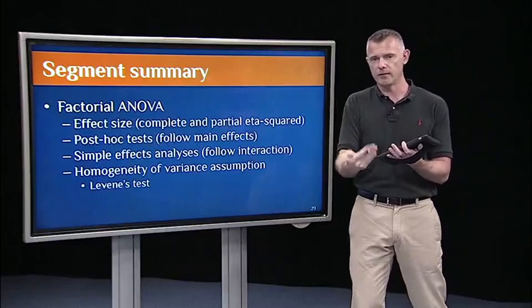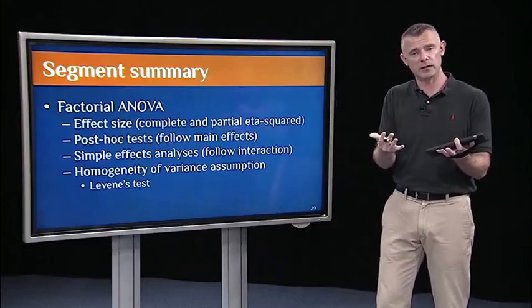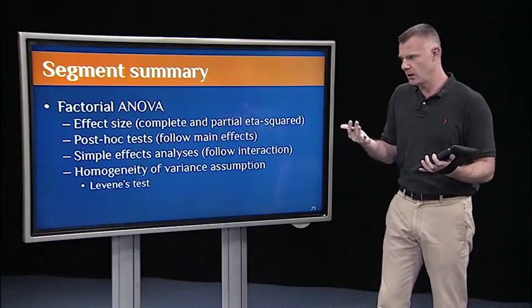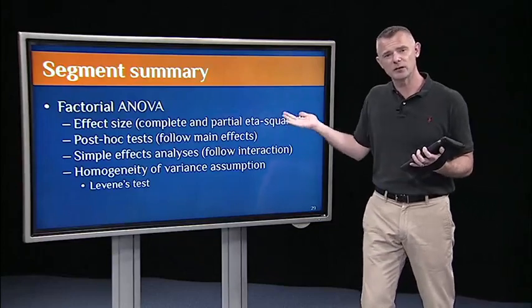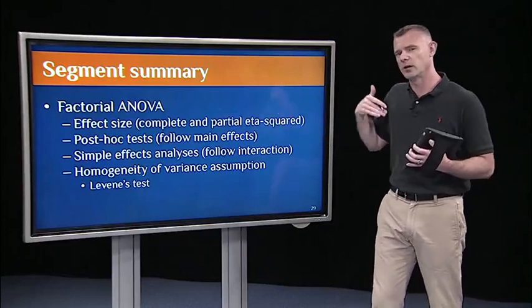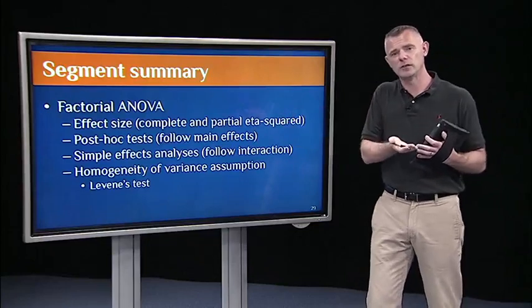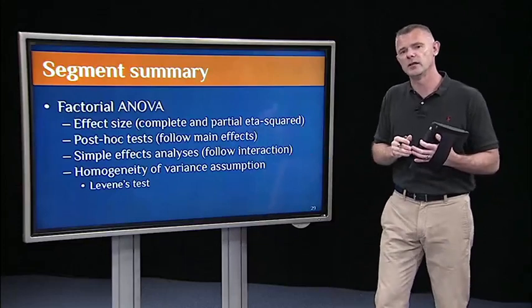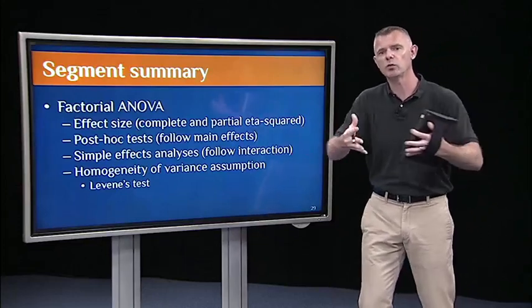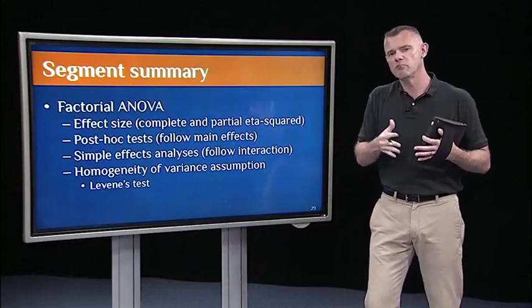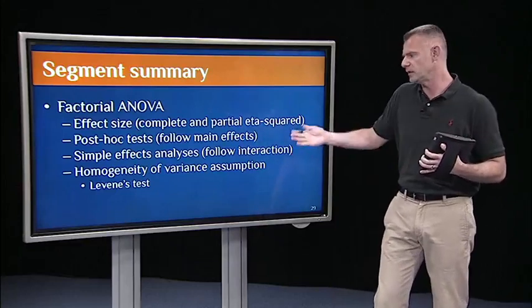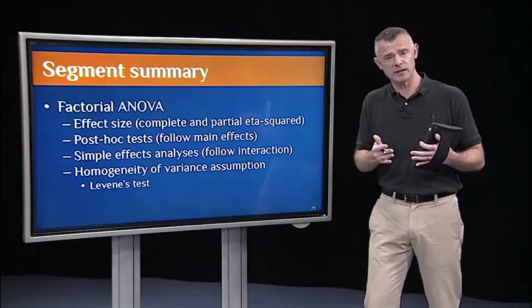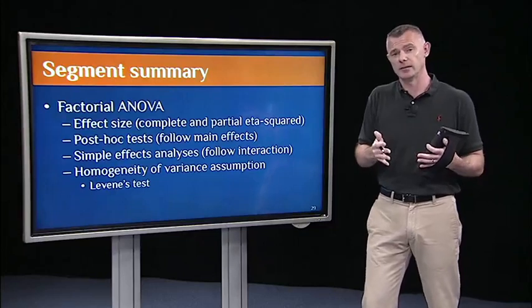Remember, we want to calculate effect size. We can do that with a complete or partial eta squared. We're going to follow up significant main effects with post hoc tests, and we're going to follow up a significant interaction with simple effects analysis. And finally, there's still that homogeneity of variance assumption because we're pooling variances from multiple independent groups. So we need to conduct Levene's test to see if we've violated that assumption.